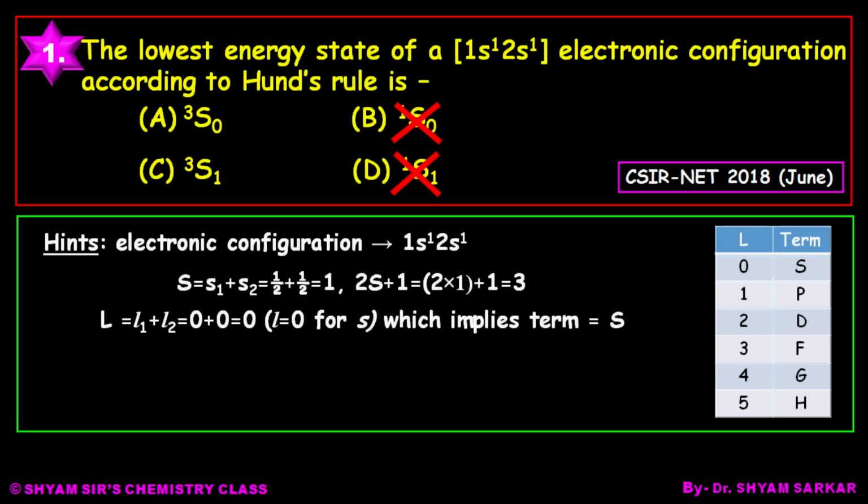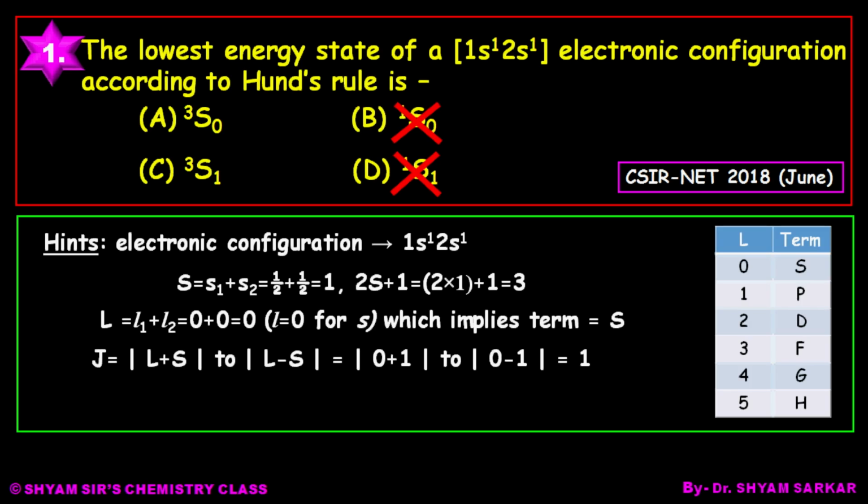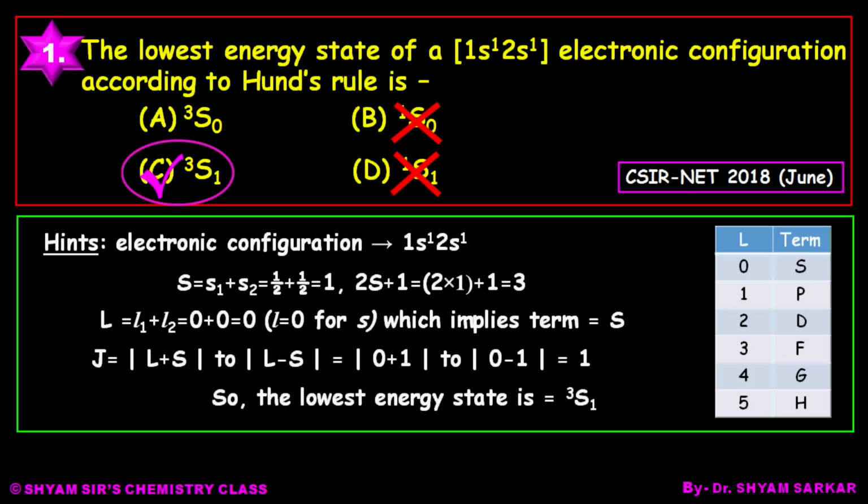Now you have to calculate J, because in the two options J is different. So J equals L plus S down to L minus S, that is, it will be 1 in both cases. So the correct answer will be 3S1. So option C is the right answer here. Okay, let's move to the next question.